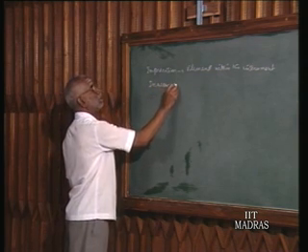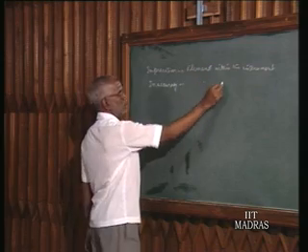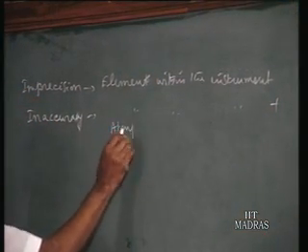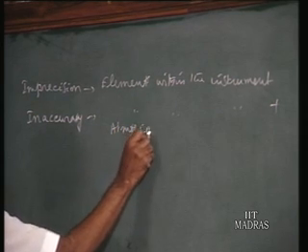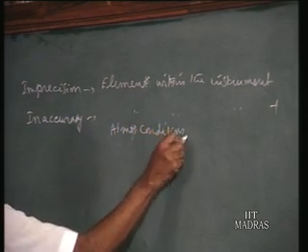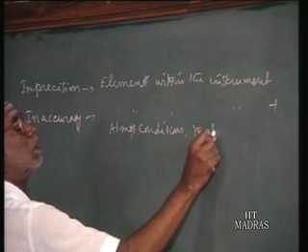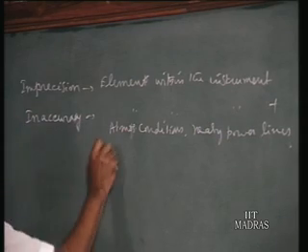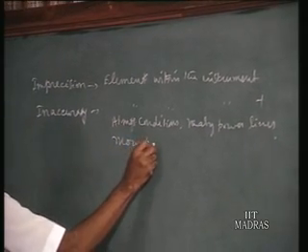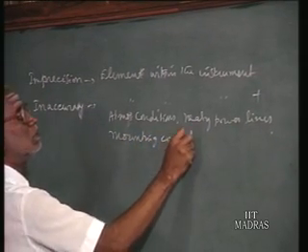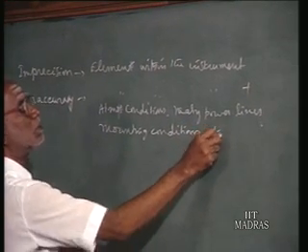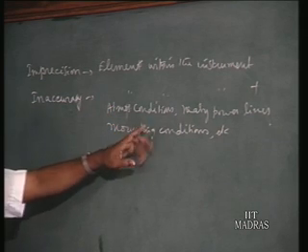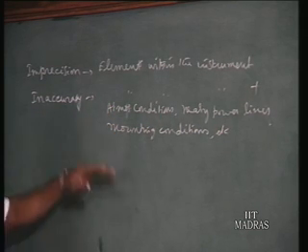Inaccuracy is obtained from all elements within the instruments plus atmospheric conditions and nearby power lines, mounting conditions and so on, etc. So the source for inaccuracy is not only elements within the instrument, but also the other conditions outside the instruments give rise to inaccuracy.